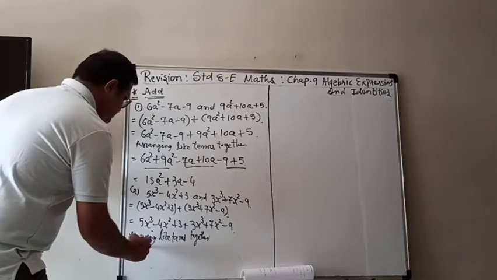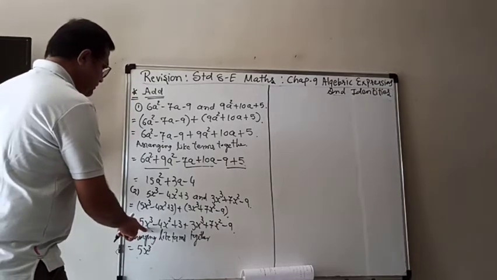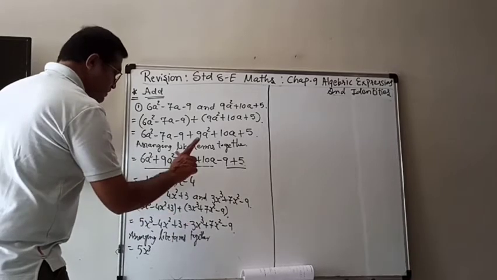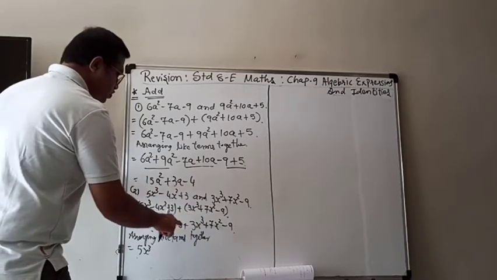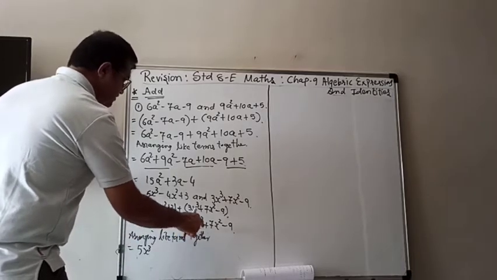So first is 5x cube. Who is the other member of the family? This cube one. Be careful. There is square, there is cube, there is constant term. So 5x cube plus 3x cube.